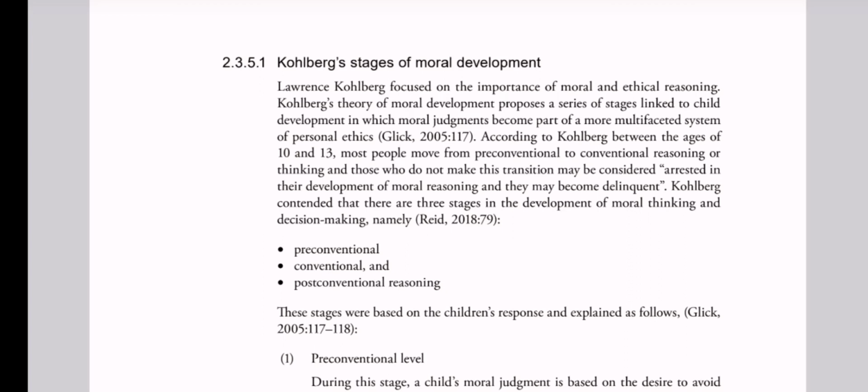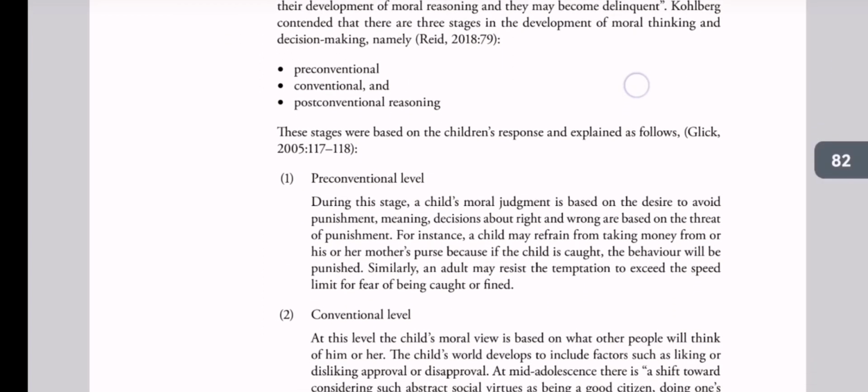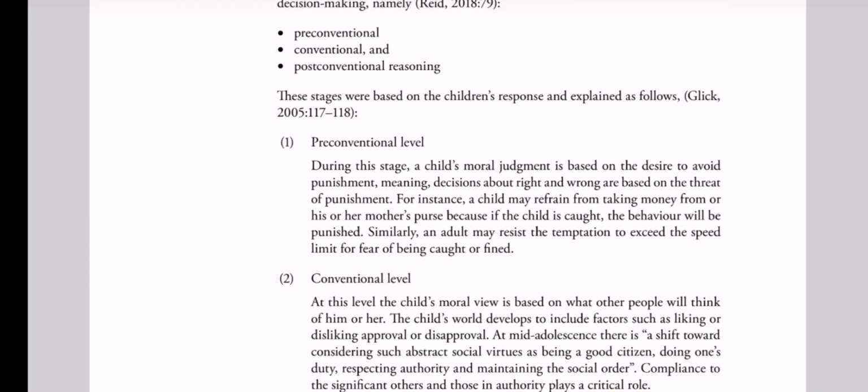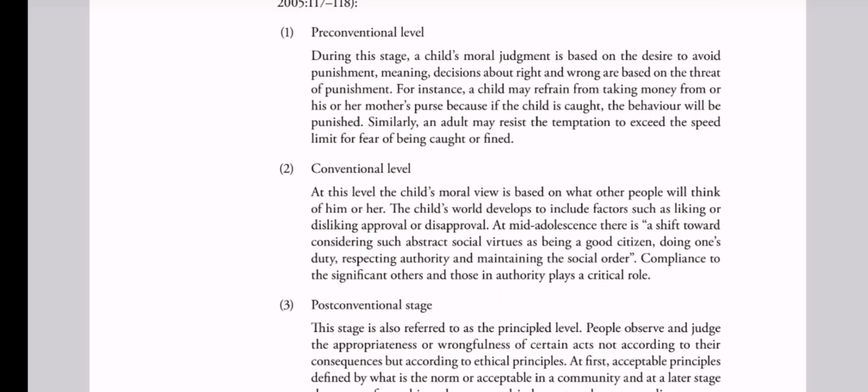Kohlberg contended that there are three stages in the development of moral thinking and decision making, namely pre-conventional, conventional, and post-conventional reasoning. These stages were based on the children's responses and explained as follows. Pre-conventional level. During this stage, the child's moral judgment is based on the desire to avoid punishment, meaning decisions about right and wrong are based on the threat of punishment. For instance, a child may refrain from taking money from his or her mother's purse because if the child is caught, the behavior will be punished.